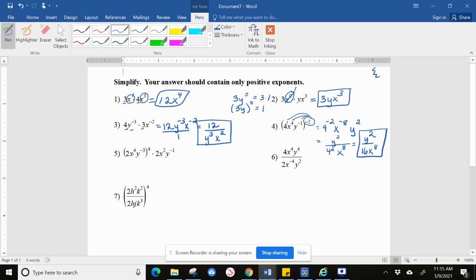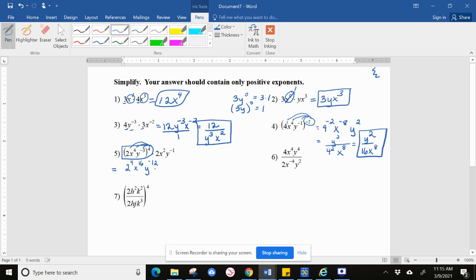All right, so let's just go ahead and perform the operation here on this one and then see what we need to fix. So first thing I see is this 4 that's been applied to everything in these parentheses. So let's do what we did on the other one. Let's apply that 4 to all these powers. So that would be 2 to the 4th, x to the 16th, y to the negative 12th.